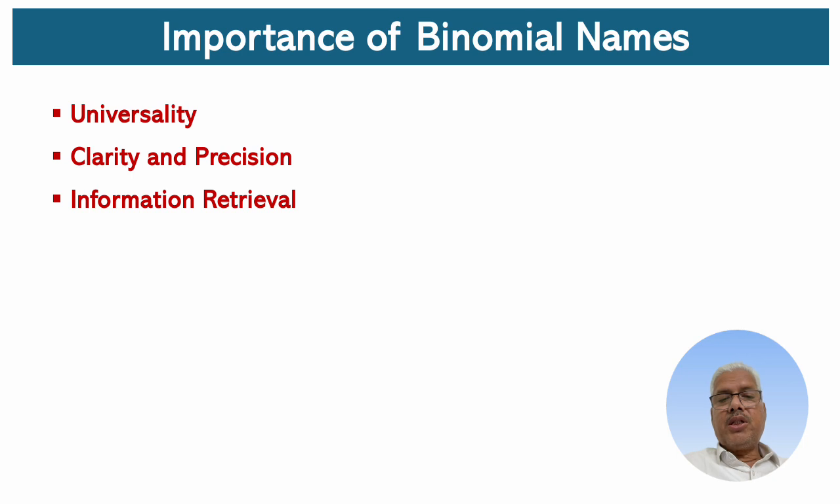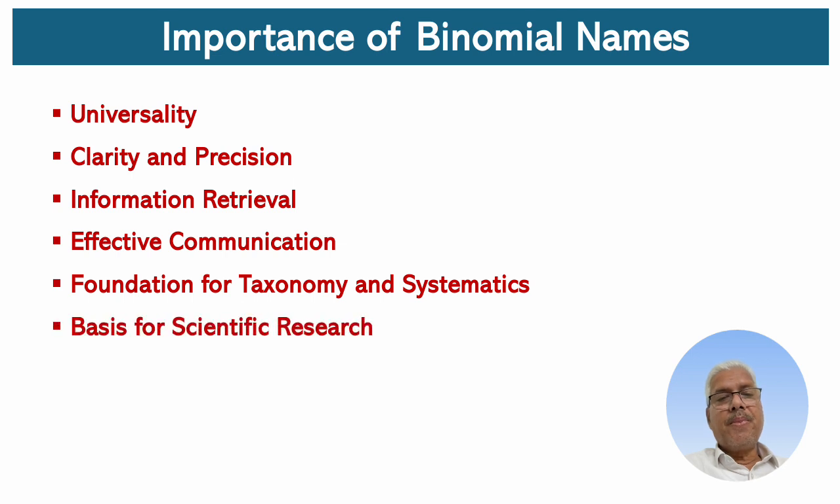Scientific literature and databases are indexed using binomial names. This makes it easy to find information about a specific species, no matter what language the researcher speaks. Imagine trying to search for information on a plant if it had dozens of different common names. Binomial nomenclature facilitates clear and unambiguous communication among scientists, researchers, and conservationists worldwide. It is a common language of biology.